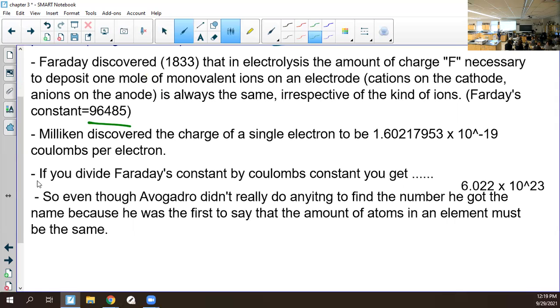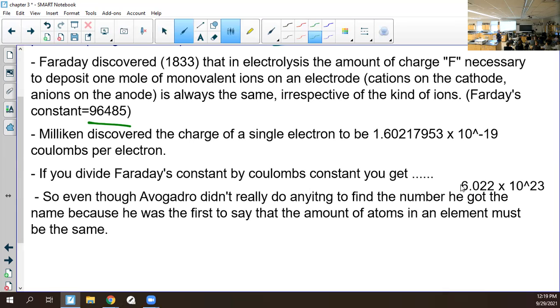Okay, so we now had the charge of 1 electron, and we now had the total amount of charge for a specific amount. If we take Faraday's constant and divide it by the charge of 1 electron, we get a number, and it's 6.022 times 10 to the 23rd. And what's that value? That's Avogadro's number, and they call it a mole.